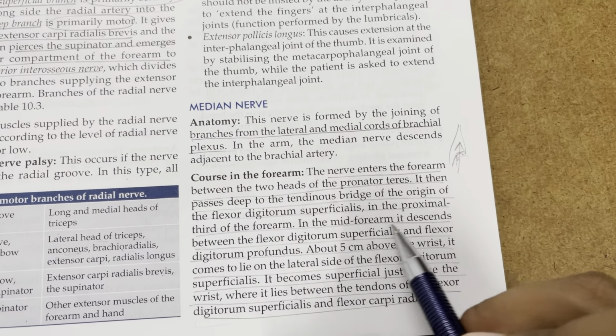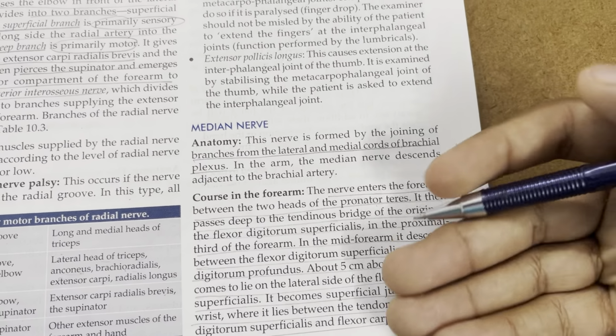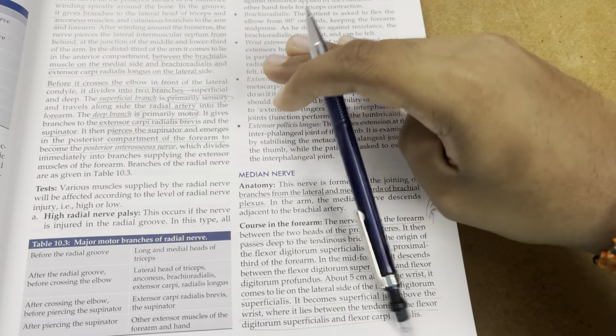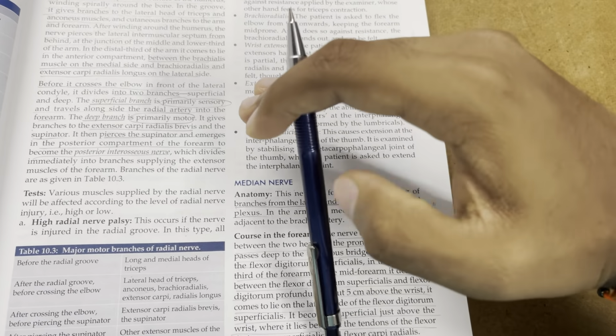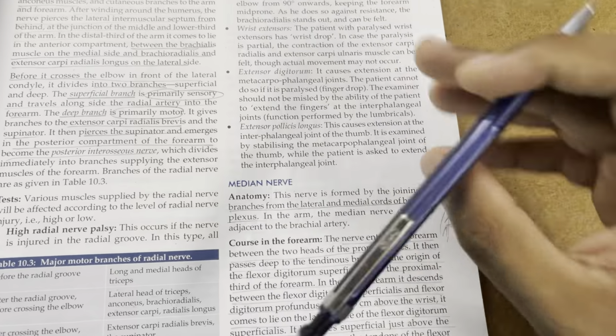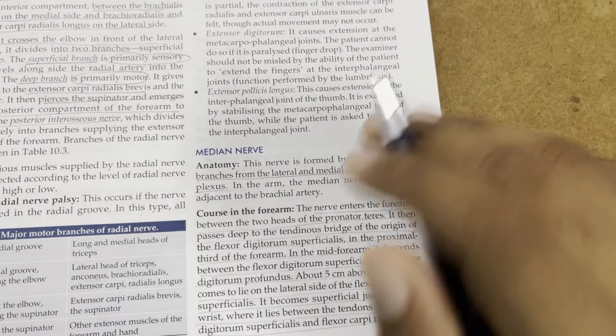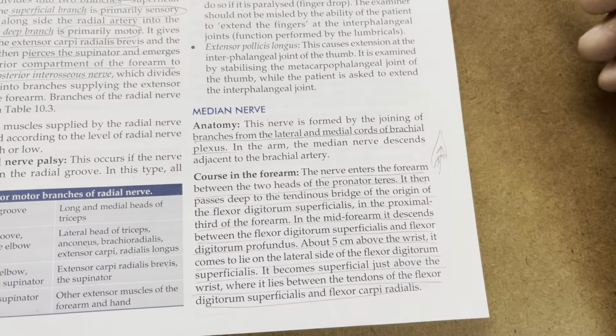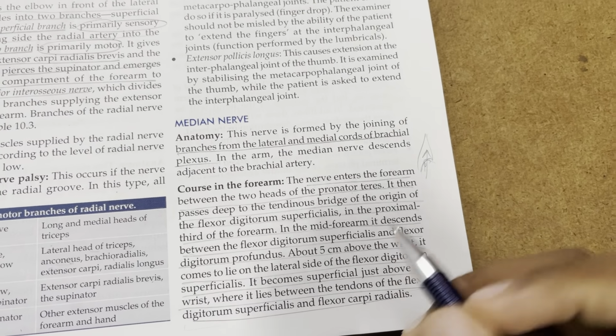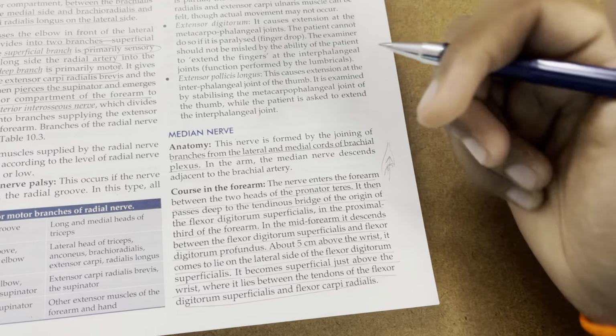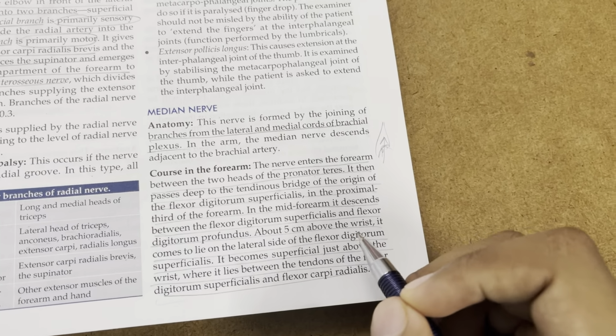Then in the mid forearm, it descends between flexor digitorum superficialis above. So it goes like this, if this is the dome of the flexor digitorum superficialis, and it is above the flexor digitorum profundus. So between the superficialis and the profundus, it descends. And at 5 centimeters above the wrist, it comes to lie on the lateral side of the flexor digitorum superficialis.